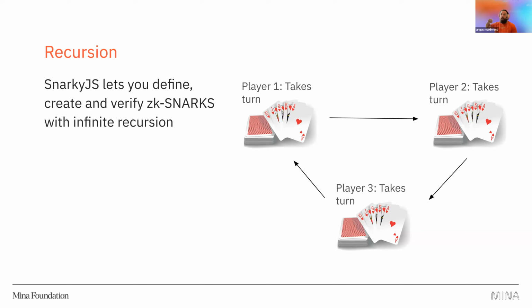Okay, so in that sense, you can imagine an infinite number of turns between these players. The players can always verify that the game is taking place in a valid way. And then you could also imagine this whole thing could happen off chain. So you can use recursion to chain these proofs together. And then when you want to report the result of the game, you can post that proof on chain, right?